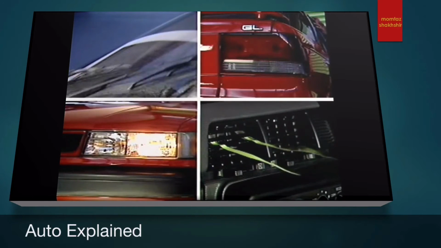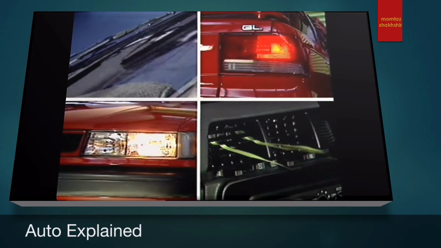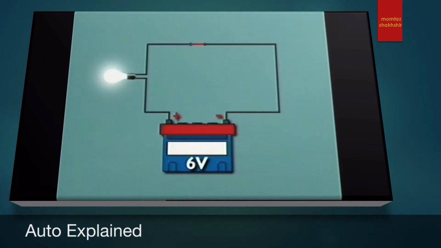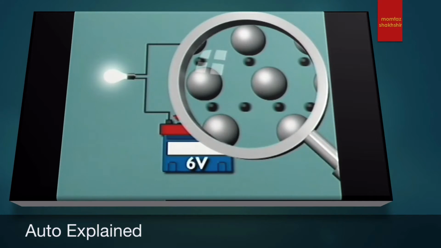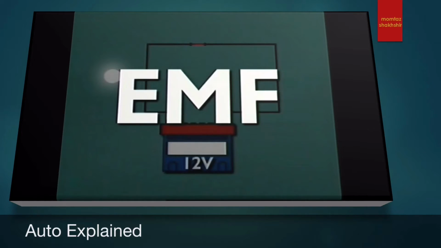Most circuits in motor vehicles use direct current. The larger the charge at the positive terminal, the more strongly it attracts free electrons. This attraction acts as a force driving the electrons along. The greater the force, the stronger the electrical current. The force is called electromotive force, or EMF. It's also known as voltage.